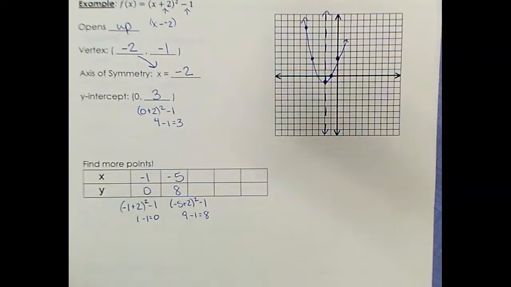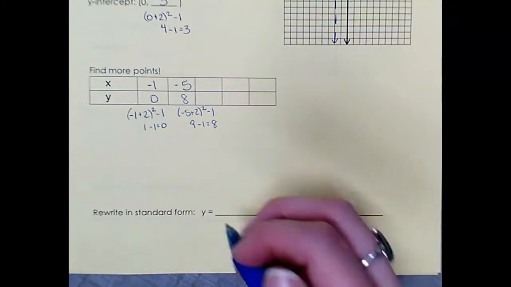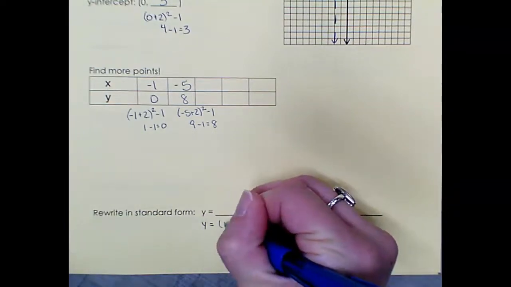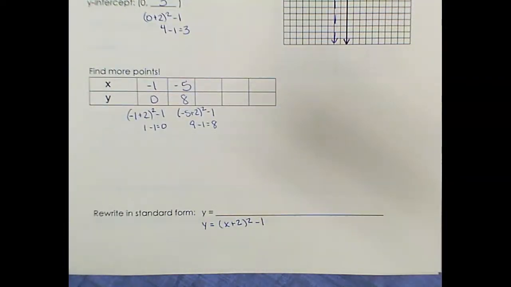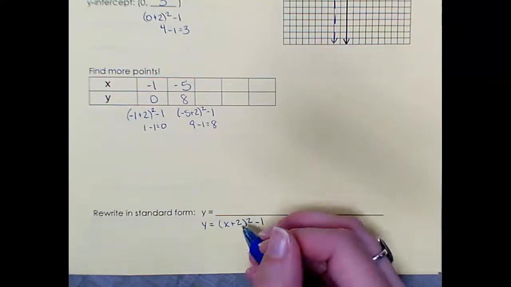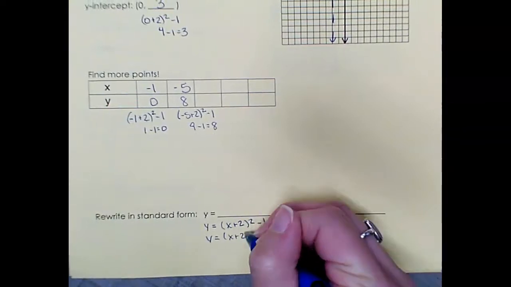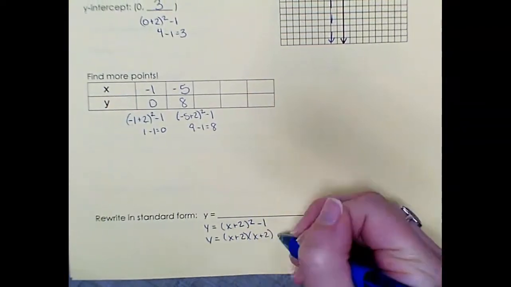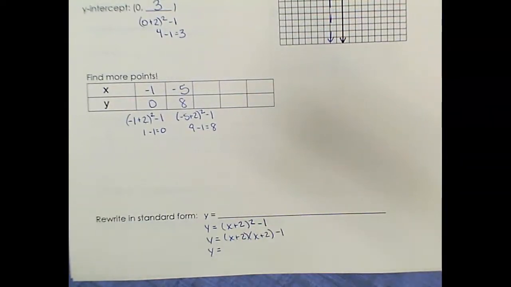Okay. And then finally, for this, I do want you to be able to rewrite this in standard form. So I'm going to go ahead and write my equation down here of x plus 2 squared minus 1. If I were going to expand this, get rid of the squared and put it in standard form, ax squared plus bx plus c, I need to write the x plus 2 two times. And then what would I need to do? I don't want the parentheses in standard form, so I would have to FOIL.